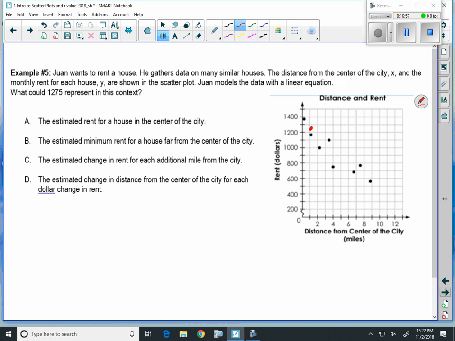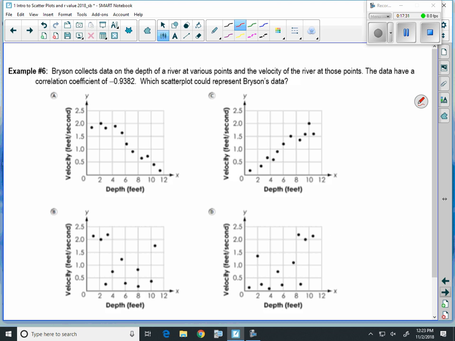So if we look here, the estimated rent for a house in the center of the city. Does that sound okay? Maybe? Right, because it is close to the center. Let's keep reading. The estimated minimum rent for a house far from the center of the city. No, cross it out. The estimated change in rent. Is it the change in rent? No, it's not the change in rent. The estimated change in distance. Is it the change in distance? No. A was the best answer for that. If you're not sure, X amount.